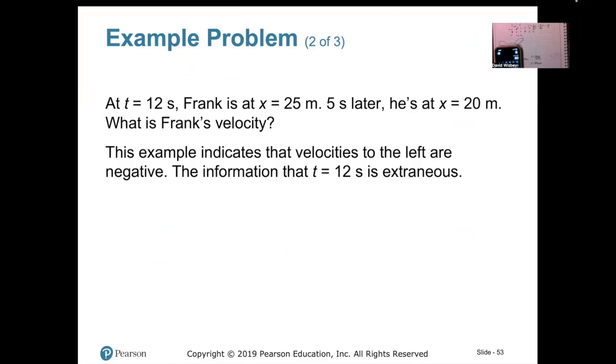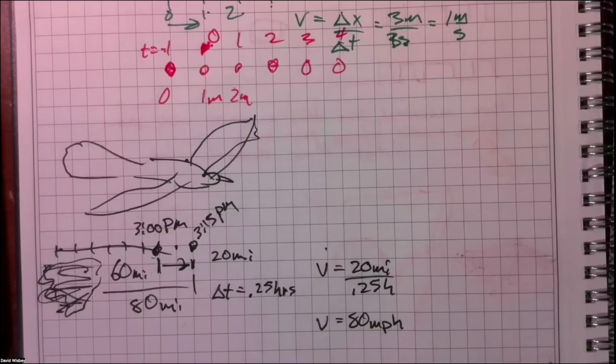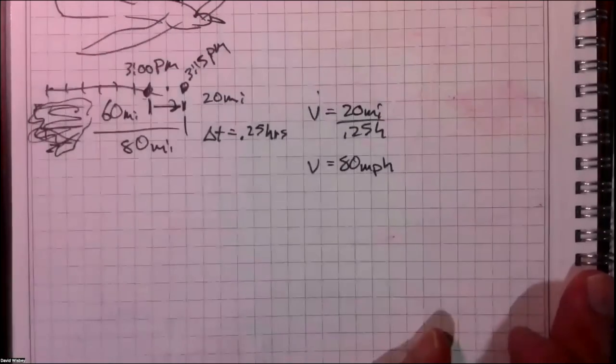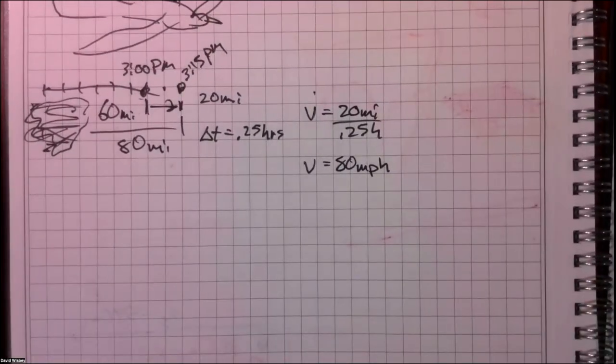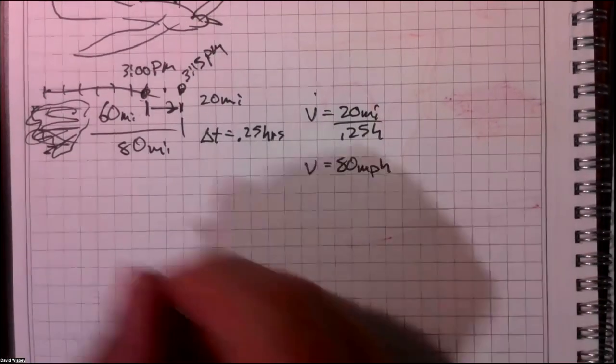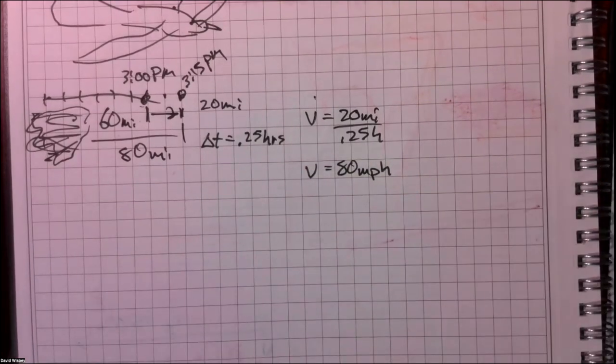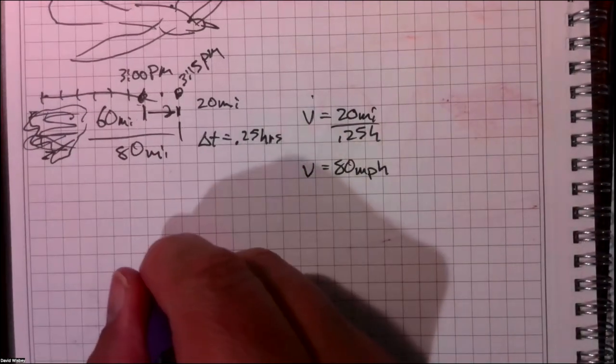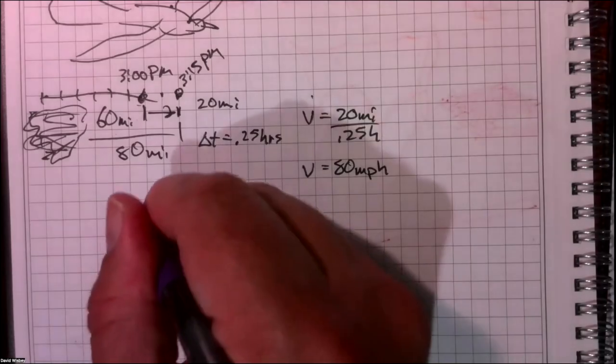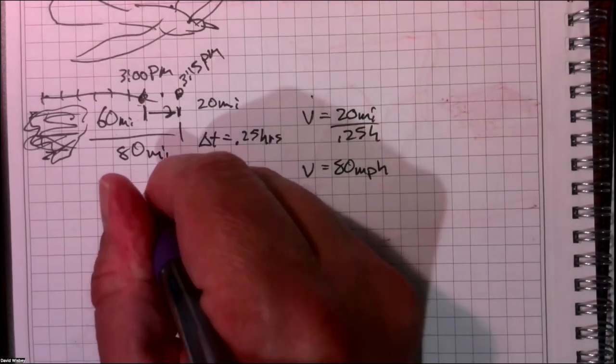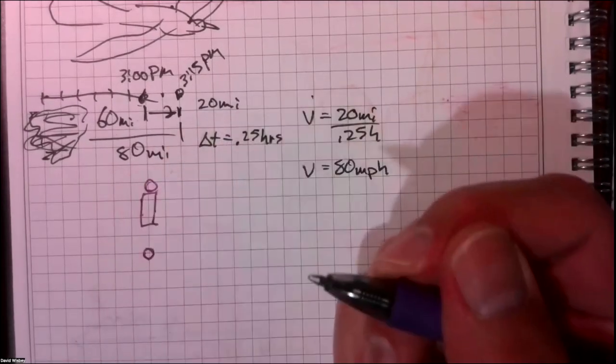At t equals 12 seconds, Frank is at x equals 25 meters. 5 seconds later, he's at 20 meters. What is Frank's velocity? What do we do? Draw a picture. Of course, we draw a picture. We should always draw pictures. Okay. So we'll make Frank. There's Frank. Frank is the purple dot. Here's the actual man, Frank. There we go. My friend Frank.